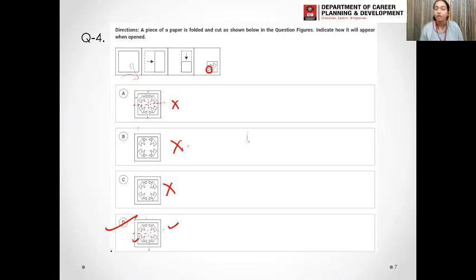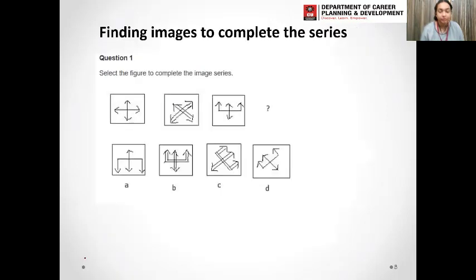Now we are done with our first type of questions, which are paper cutting and folding. Let's move to the next type. The next type is where we have to think analytically and verbally, and we have to complete the series. So this is the first one. Its answer is given as this.